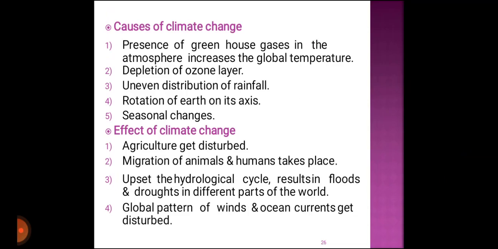Hydrological cycle means it is a cycle. The evaporation process will occur in the open sea, and the vapor will be converted into cloud. Then by the precipitation process, the cloud falls as rain. Then by the surface running process, the water moves from land area into the sea area. Again, the sea water forms clouds by the evaporation process. This is the hydrological cycle.